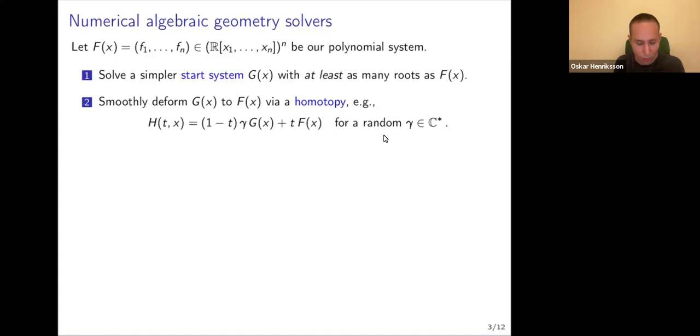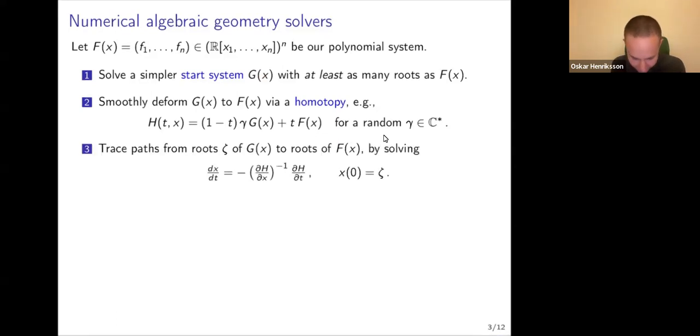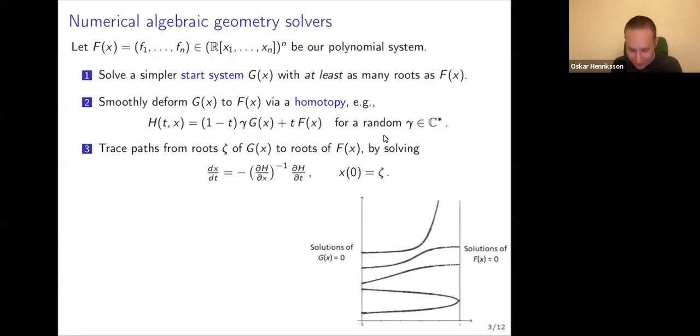And then the trick is that you take all the solutions that you found of the start system and you trace them along this homotopy. It corresponds to solving a certain differential equation. This is called the Davydenko system. And that will give you a path from the roots of the easy start system to the complicated target system. Visually it could look something like this. Here we have t is equal to 0. We have solutions of the start system. I've drawn it just as a line, but this is really happening in n-dimensional space.